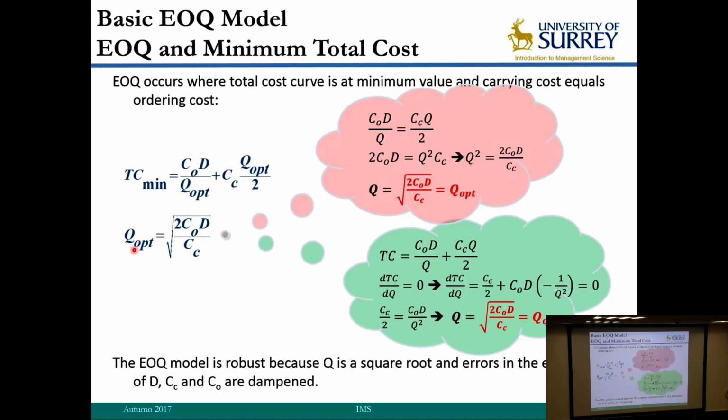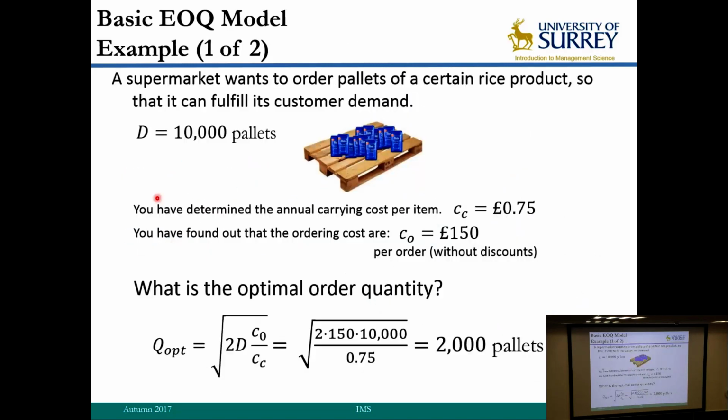Okay, so these are all the formulas, and let's do some very simple examples. Consider a supermarket. Let's do some calculations based on a supermarket. A supermarket wants to order pallets of a certain rice product to satisfy customer demand. Capital D, the demand for the whole year, is 10,000 pallets. You know the Cc, that's the carrying cost, and the Co, that's the ordering cost. You know the two costs here. So how do we find the optimal order quantity?